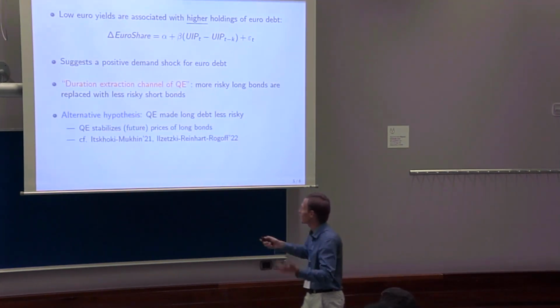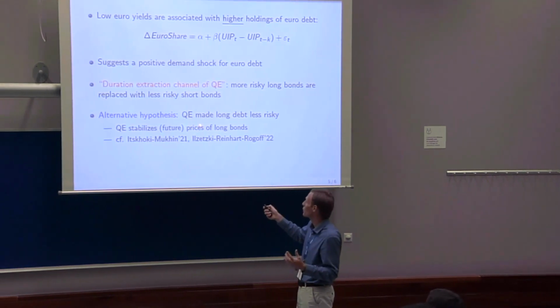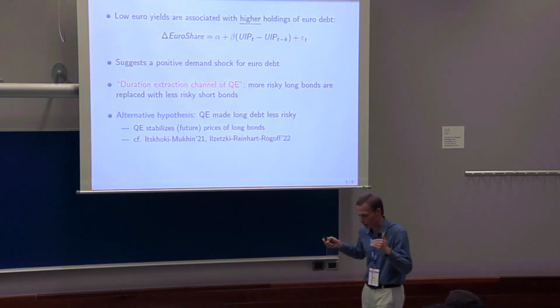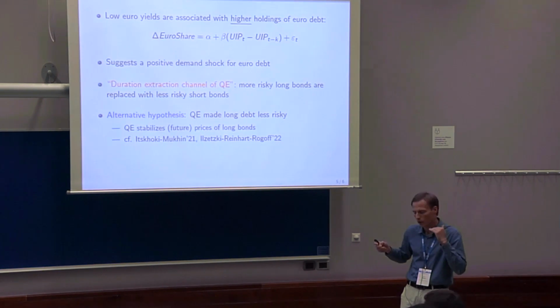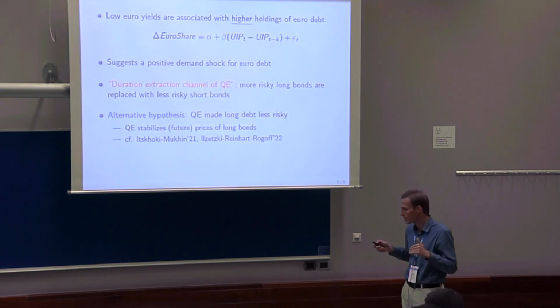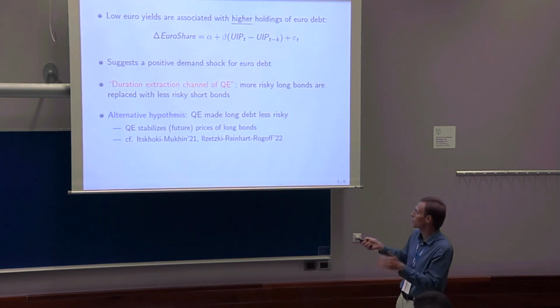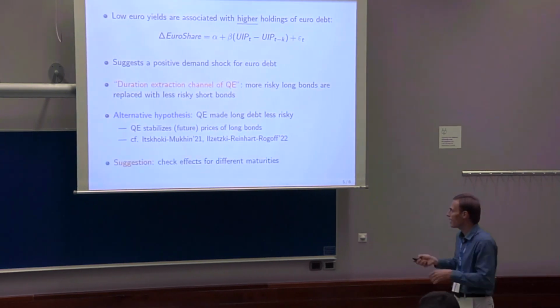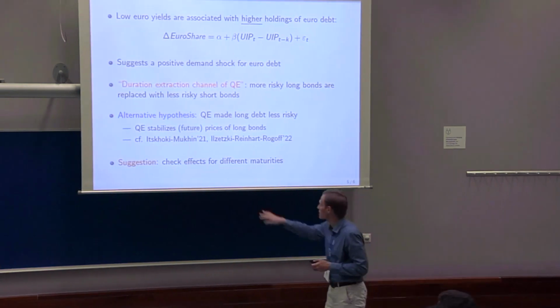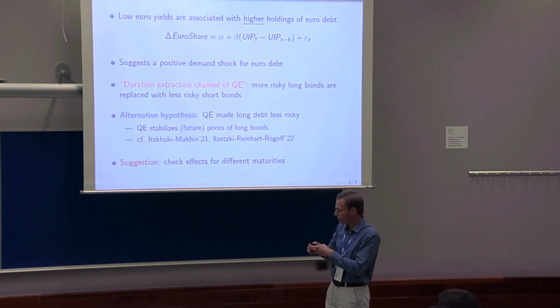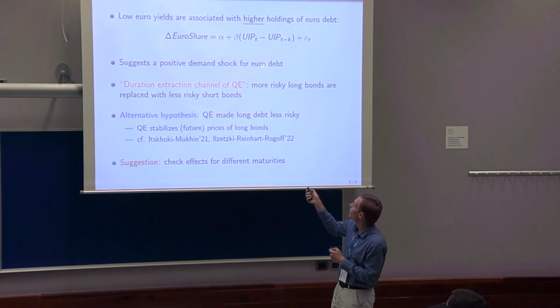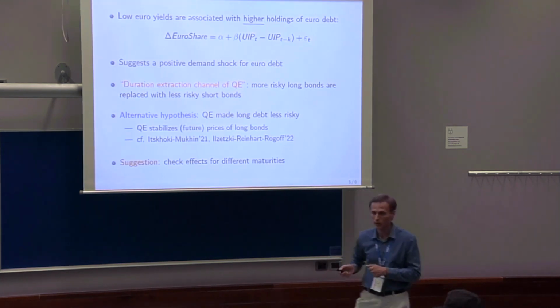I can come up with an alternative hypothesis, for example, that QE makes long-term bonds more safe, right? It's kind of a commitment that at some horizon the prices of these long-term bonds will not change. That can also stimulate demand for these bonds. But in any case, I think it's interesting to check this separately: run this regression for bonds with long maturity and short maturity.